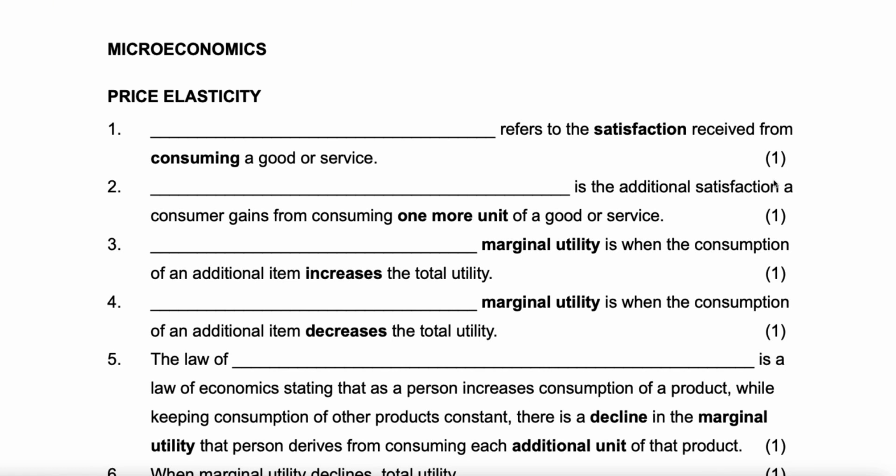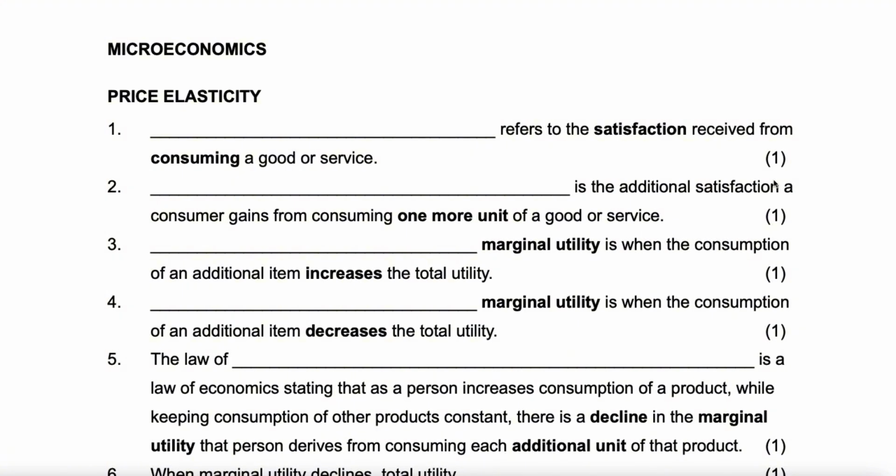Now, the next one is: what is it when the consumption of an additional unit increases total utility? Well, that's positive marginal utility. And obviously, number 4, that would be negative marginal utility.